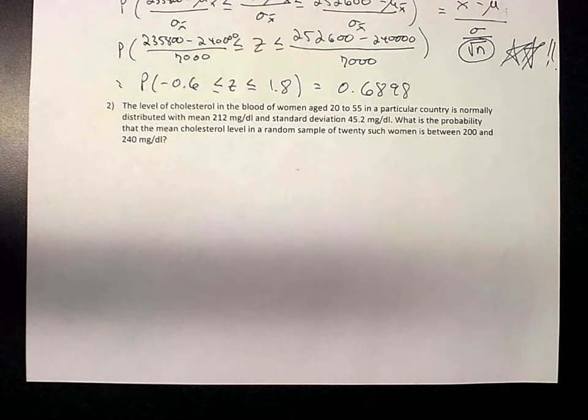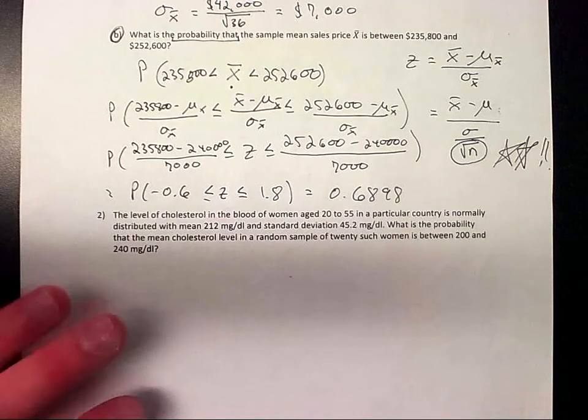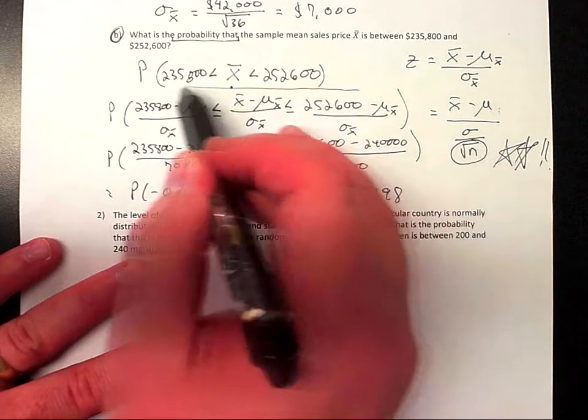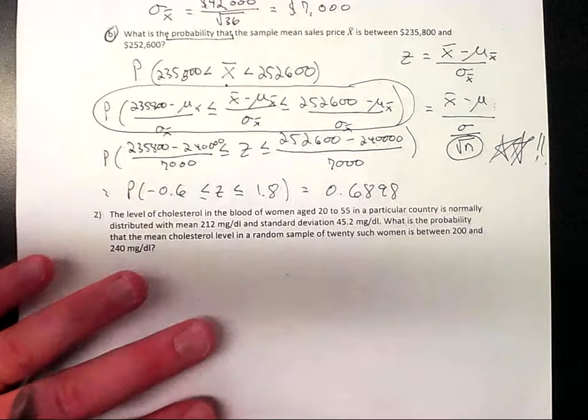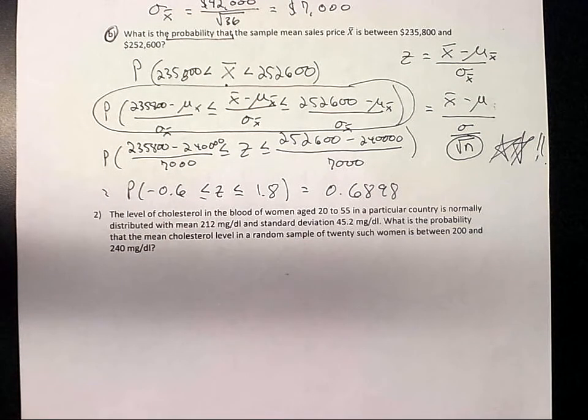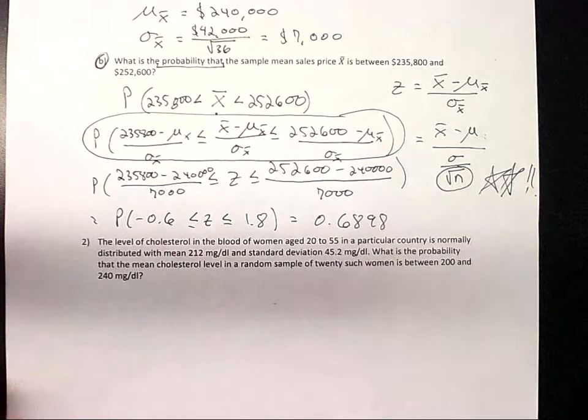So I know I went through that last little bit quickly, but the only difference that we have is literally this step right here, and that is for sigma sub x bar, we need to substitute in 7,000 and not 42,000.